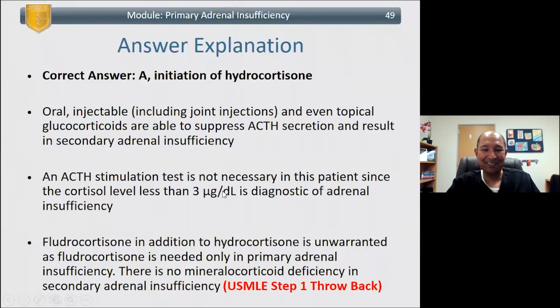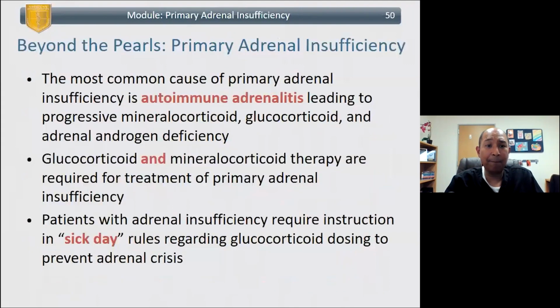Remember, when someone is taking steroids, they are going to cause a secondary adrenal insufficiency affecting low ACTH levels. But the renin-angiotensin system is still activated, so there's no need to give mineralocorticoid supplementation at this time. So, what are my beyond the pearls for this section of primary adrenal insufficiency?